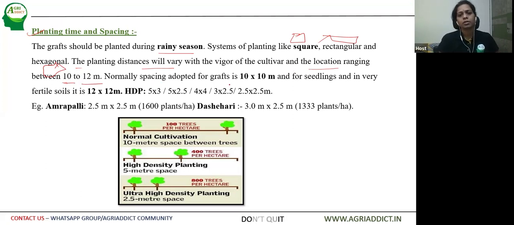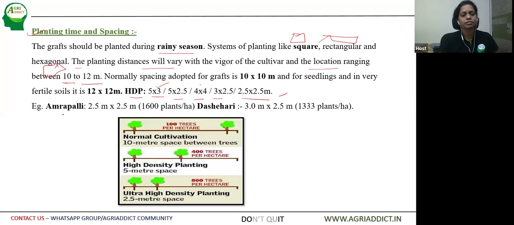However, if you look under high density planting, it is 5 by 3 rectangular method or 5 by 2.5 hexagonal, then square 4 by 4, or 3 by 2.5, 2.5 by 2.5. One more square method of high density planting is usually followed.